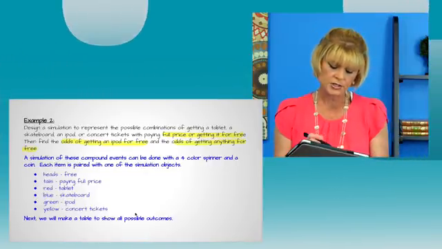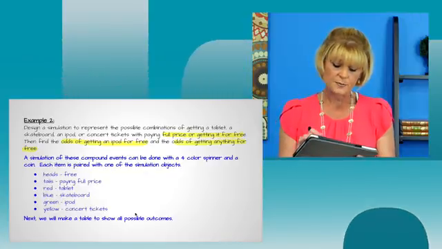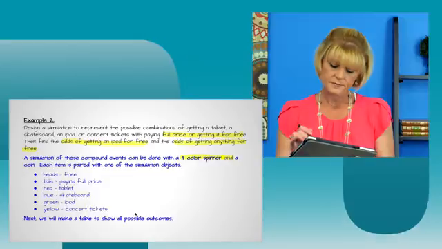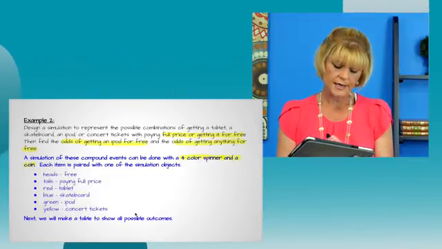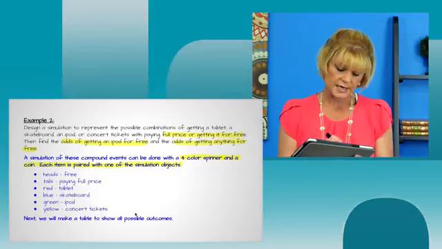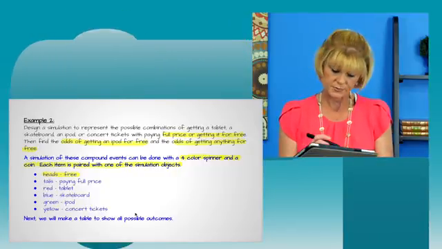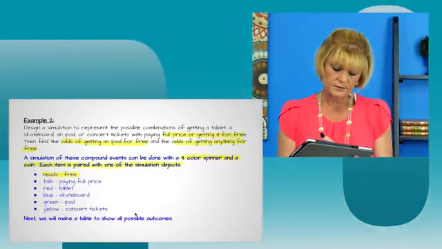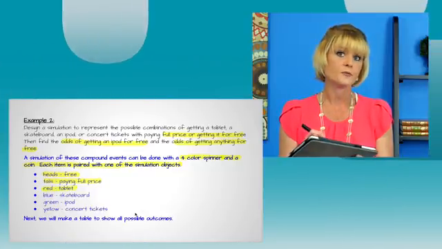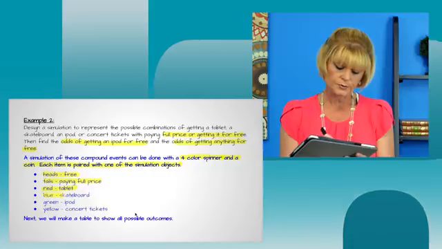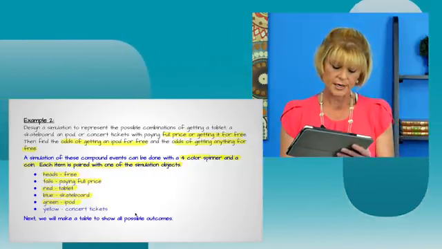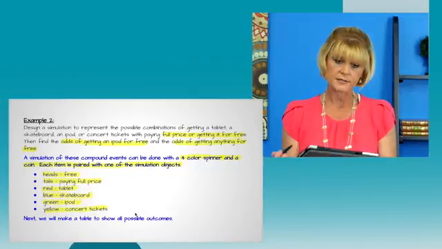A simulation of these compound events can be done with a 4-color spinner and a coin. Then each item is paired with one of the simulation objects. So we'll say if we flip a heads, that means free. If we flip tails, it means we're paying full price. If the spinner lands on red, it means the tablet. Blue means the skateboard. Green means the iPod, and yellow means concert tickets.